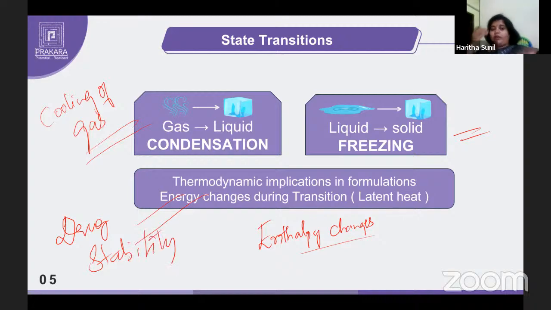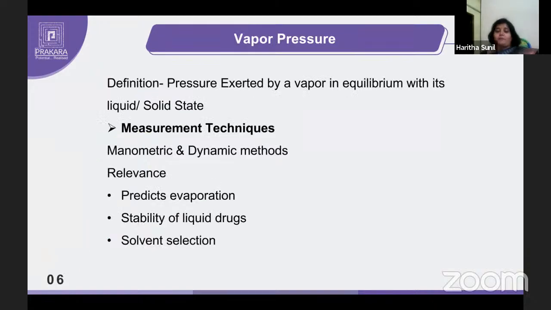They have a role in drug stability as well as in the formulation. We have certain thermal analyses like differential scanning calorimetry, which is required to study melting points and phase transitions. It also ensures drug-excipient compatibility and predicts stability. So this is what the state transitions are. Now we will move into the next topic, called vapor pressure.